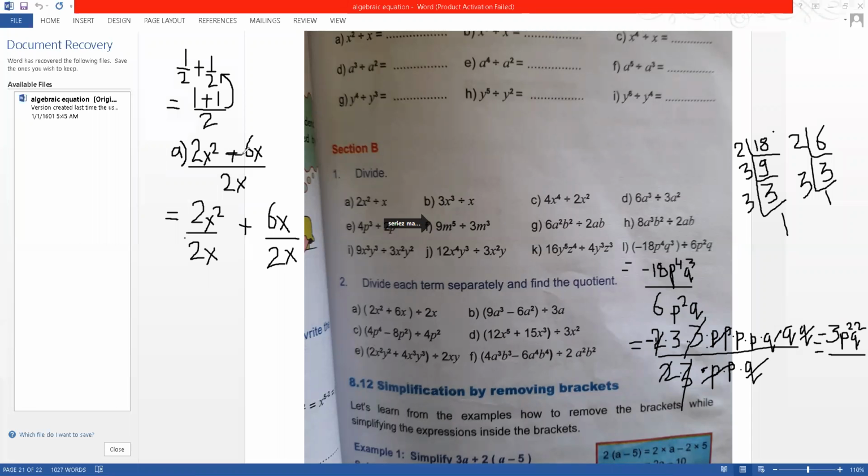Now we are dividing binomials. Up to now, we were dividing only one term. Now there are 2 terms, 2x square and 6x. So how to do this? We can divide them separately. So that's what I'm teaching you.